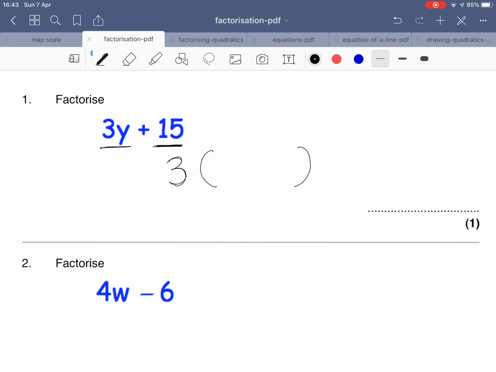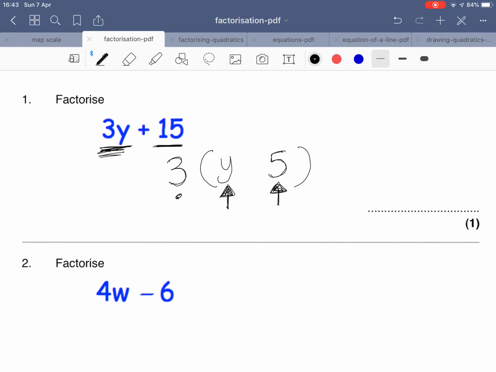So I know I've got 3 times something and 3 times something else here and here. For the first one, 3 times what will give me 3y? I've already got the 3, so I just need the y. So the y needs to come in here, because when I expand it, 3 times y gives me 3y. For the next bit, I'm going to need 3 times what gives me 15? So I'm going to need 5 in there, because 3 times 5 is 15.